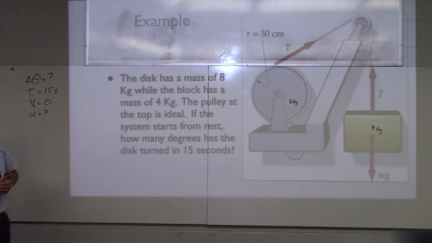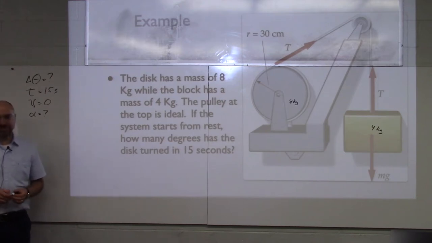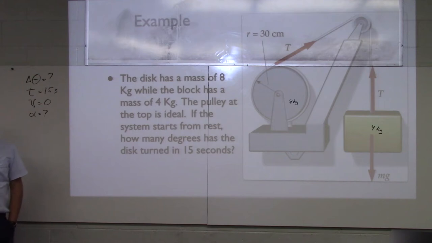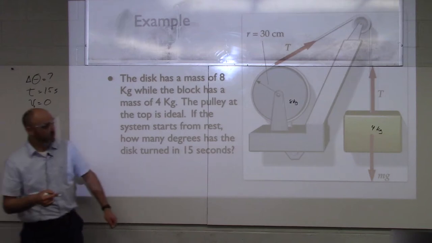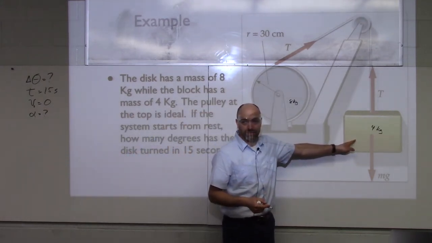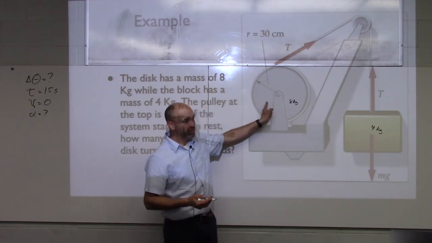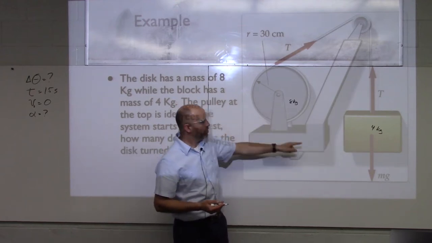Okay, so let's see. Where do we start? We've already done the yo-yo problem. This one's very similar. How should we start this one? Newton's second law. We'll use Newton's second law for linear motion on the thing that goes in a straight line, but we'll use Newton's law for angular motion for the thing that spins. So let's do this one first.